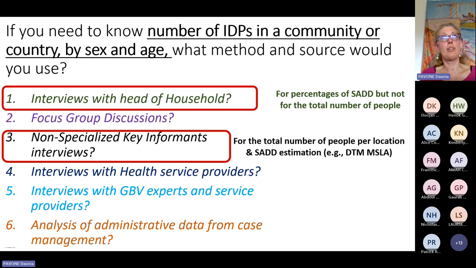If you needed to know the number of IDPs, would you go and look for interviews with heads of households, with focus group discussions, non-specialized key informants, interviews with health service providers, GBV experts as service providers, or would you analyze the administrative data from case management?